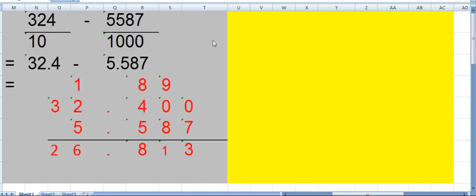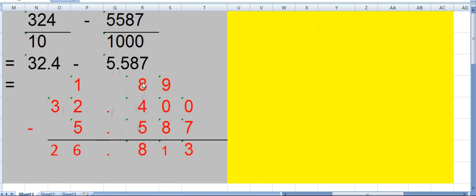Now, this subtraction is done this way. 32.400. Why 00? Because there are 3 digits in the other number after the point. Minus 5.587. 10 minus 7, 3. Then 0, 1, 9. It becomes 9 minus 8, 1. Then again 4 gone. It becomes 8.